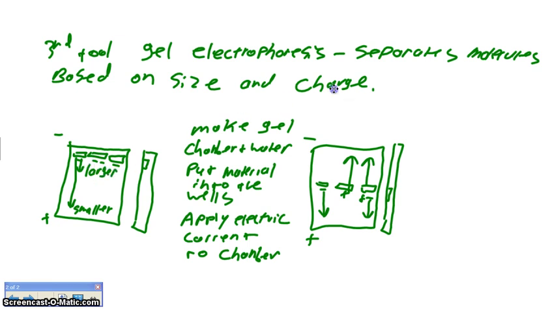So that's how we separate molecules based on size and charge. And that's our third tool of biotechnology, gel electrophoresis. Now, these two processes go hand in hand. So our second process of biotechnology, remember our first process was transformation. Our second process is DNA sequencing.